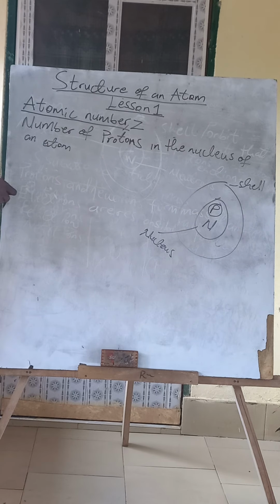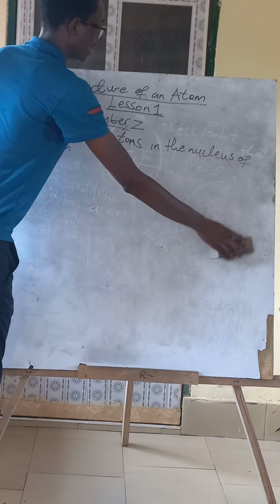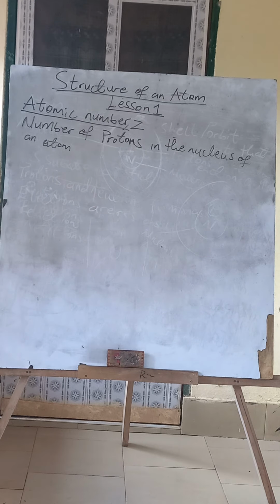And an atom is considered to be electrically neutral. I will explain in another video, but put that in your mind. An atom is considered to be electrically neutral, or in other words, an atom has no charge.